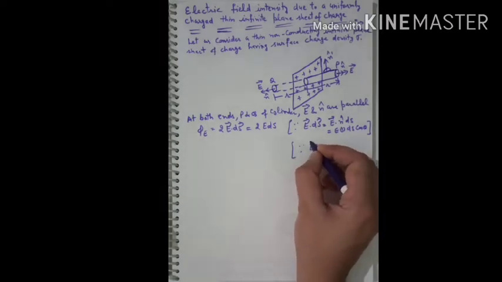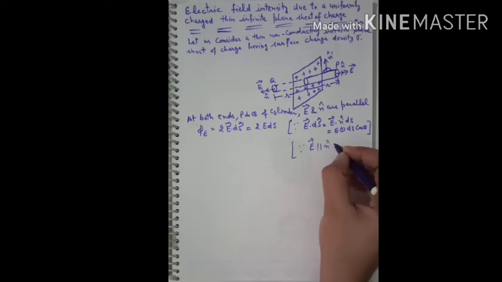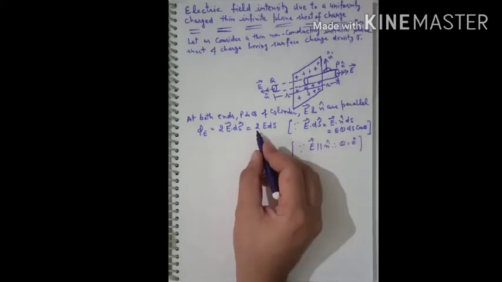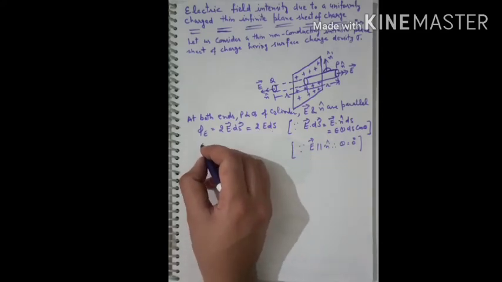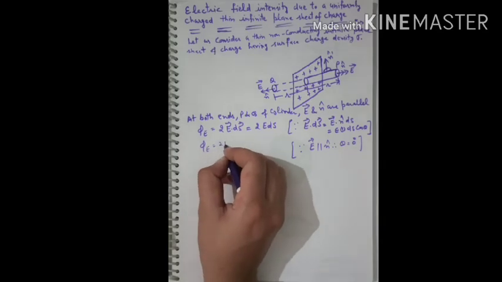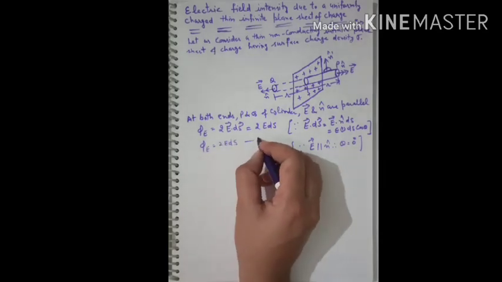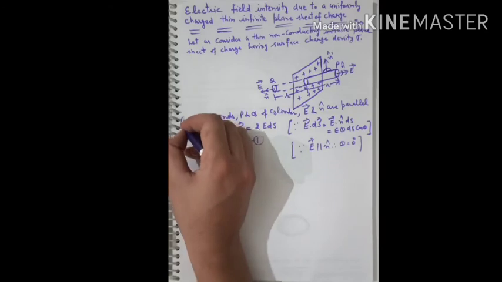So here the E vector is parallel to the N cap vector. So theta is equal to 0 degrees. Cos 0 is 1. So that's why here it is 2 EDS. So phi E is equal to 2 EDS. Say that this is equation number 1. This is the first point.